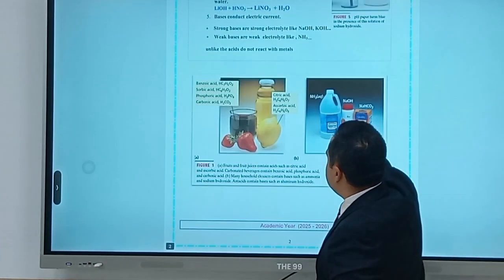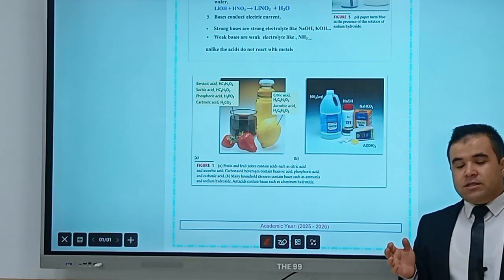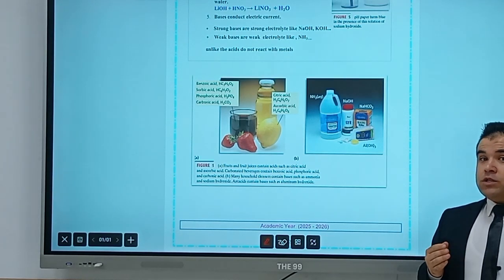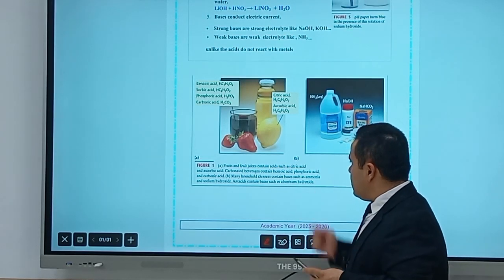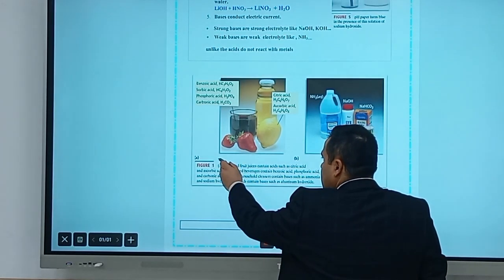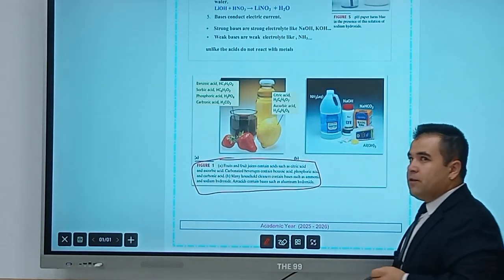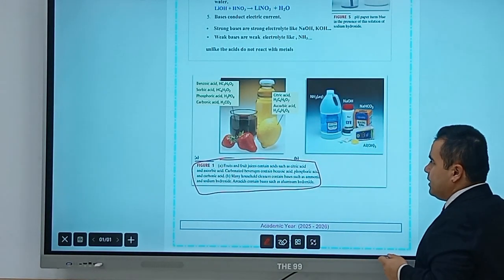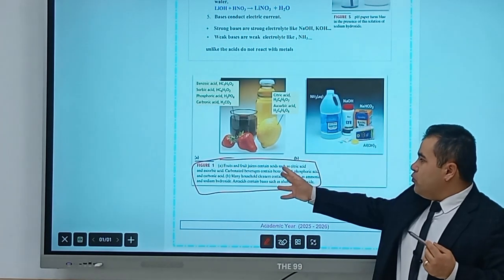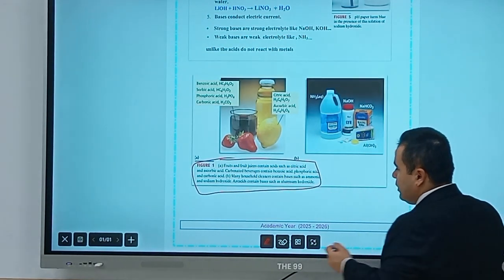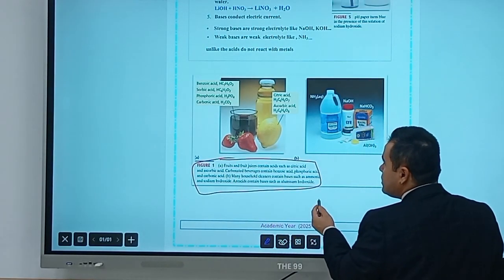Here we have a figure, guys. The figure represents some commonly used acids and bases. This is a ministerial exam question that appears in this part of the figure, which stated that fruits and fruit juices contain acids such as citric acid and ascorbic acid. I mean, this should be known for the purpose of the examinations.